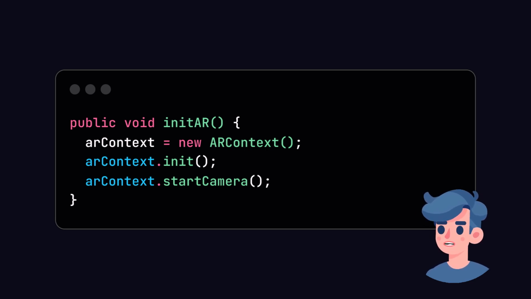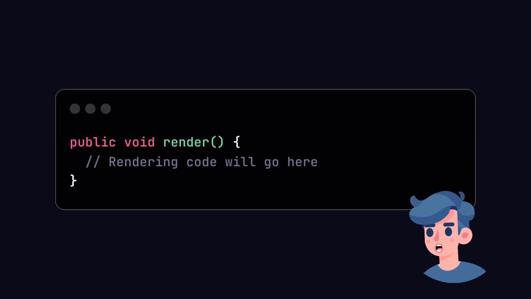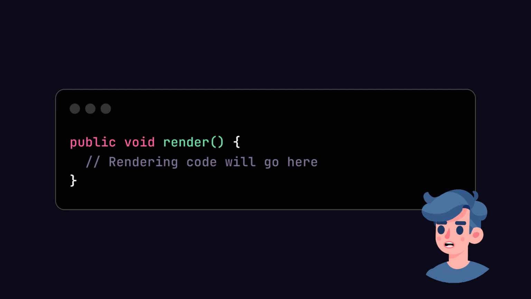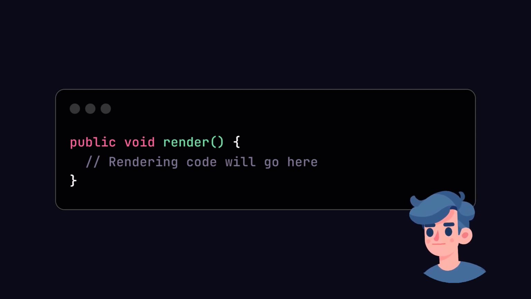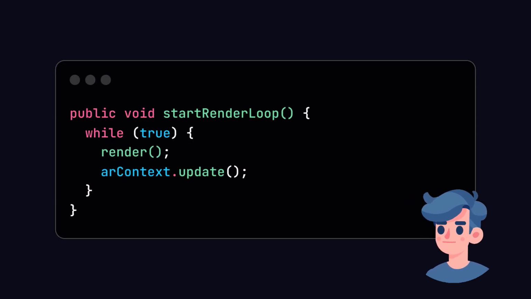Now, let's configure the camera feed for our AR application. Here, we have modified the initAR method to start the camera. This will allow us to see the real-world environment where we'll overlay digital content. Next, let's create a method to render our AR content. The render method will handle every frame of our application. It's where we will define how our digital objects interact with the real world.